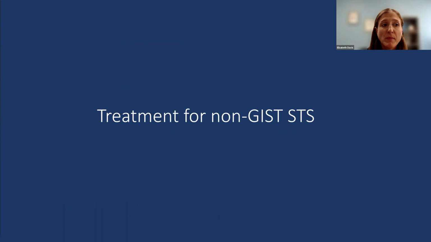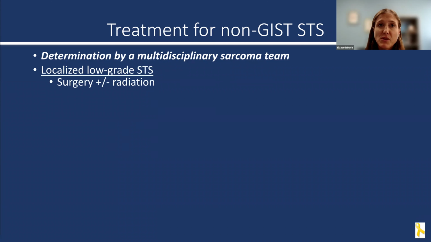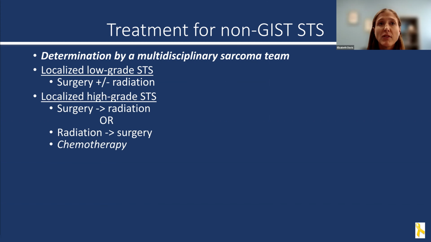So let's talk for a little bit about non-GIST soft tissue sarcoma. First and foremost, the most important thing in this category is determination of a treatment plan by a multidisciplinary sarcoma team. For localized low-grade soft tissue sarcoma, the treatment generally includes surgery with or without radiation. For localized high-grade soft tissue sarcoma, though, things become a little bit more complicated. Patients can have surgery followed by radiation, or radiation followed by surgery with equivalent outcomes. And then the role of chemotherapy is controversial in this setting, and we'll go into that in just a bit.